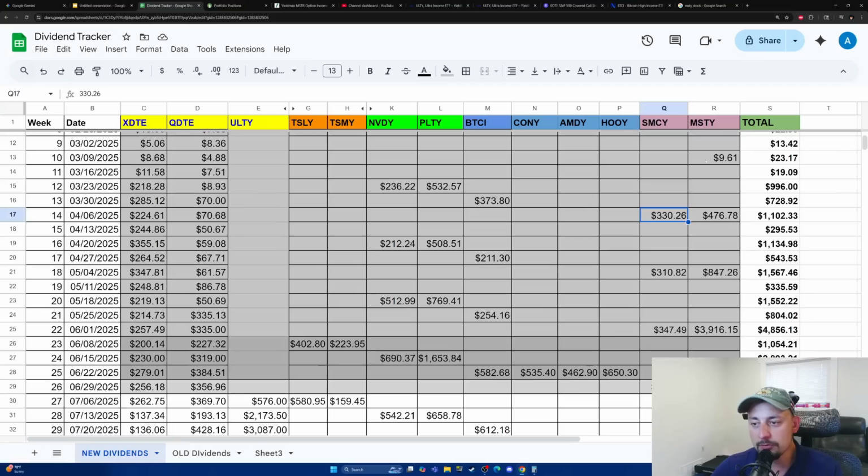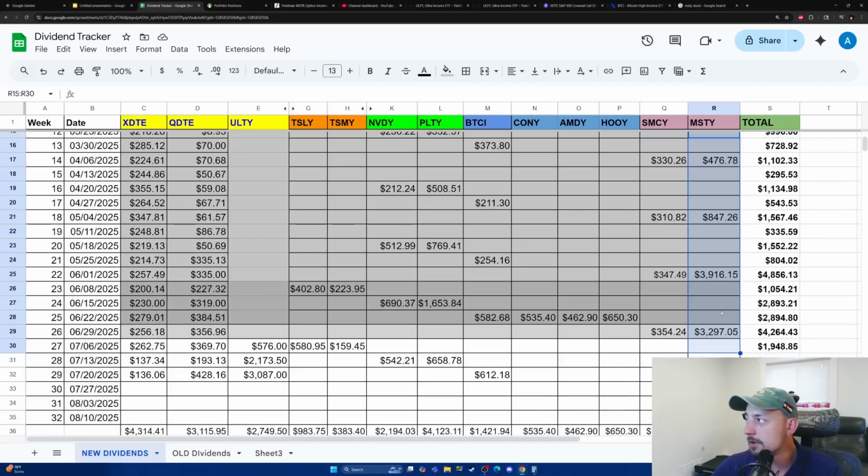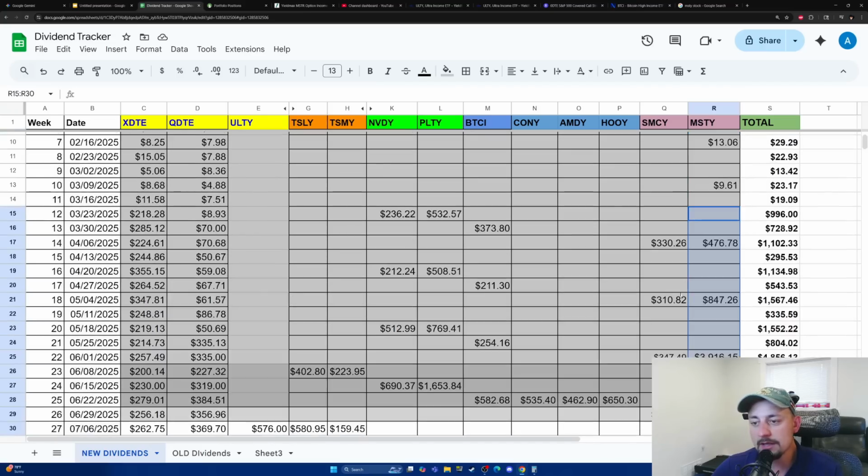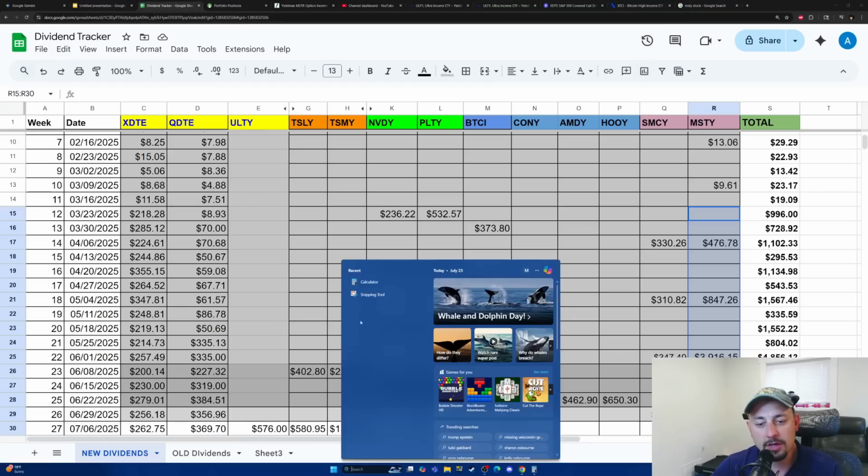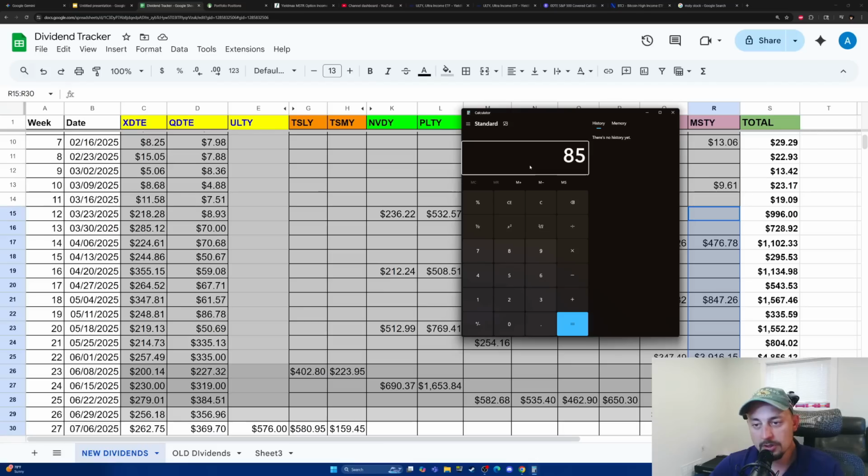And this is what I really got out of MSTY. I held it for more than 4 months, and I made $8,500 in dividends. You can't really see it because my face is in the way. And today, when I sold the last piece of my position, I only took like a $200 loss. So if you do the math, $8,500 minus $200, I made $8,300 on MSTY in 4 months. And I'm glad with that.